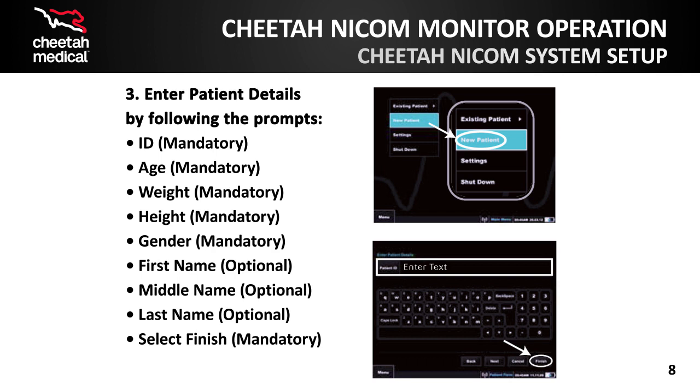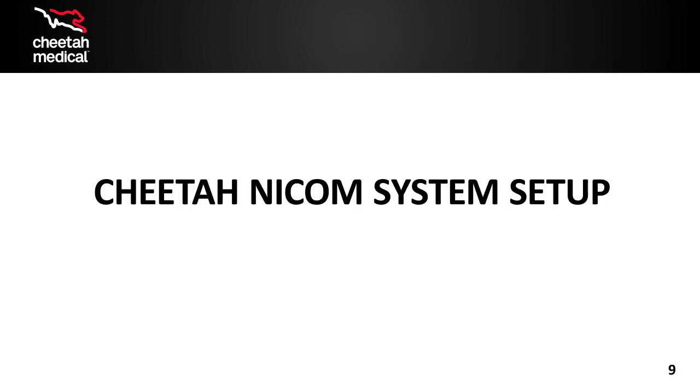Note that patient ID, age, weight, height, and gender are mandatory data that need to be entered for each new patient. This is mandatory since the cardiac index and stroke volume index parameters incorporate this information into the calculations. Entering first name, middle name, and last name are optional data points. We will now review the entering of data for new patients on the following slides.